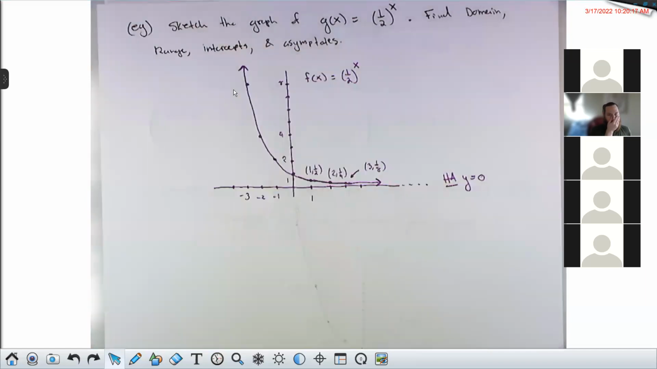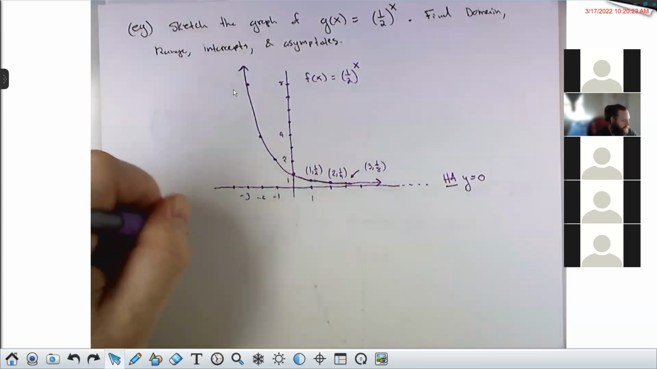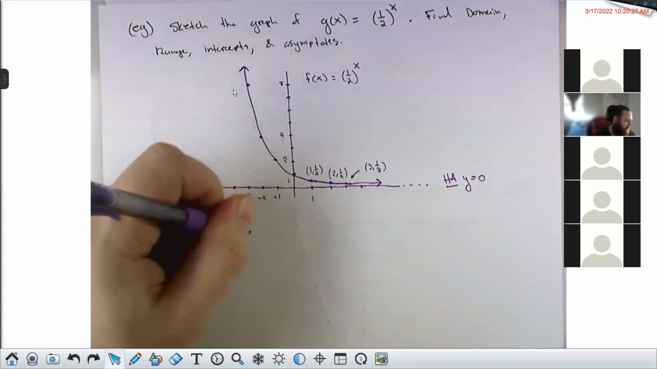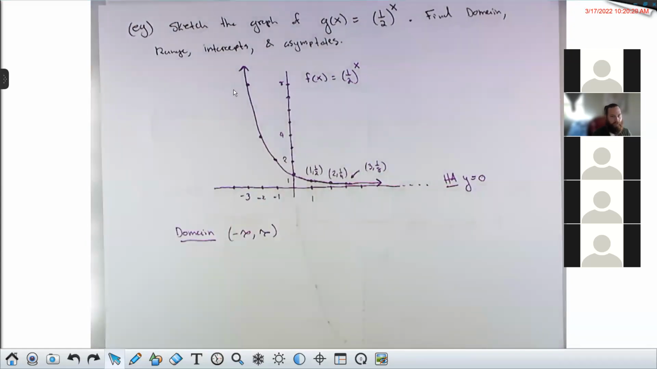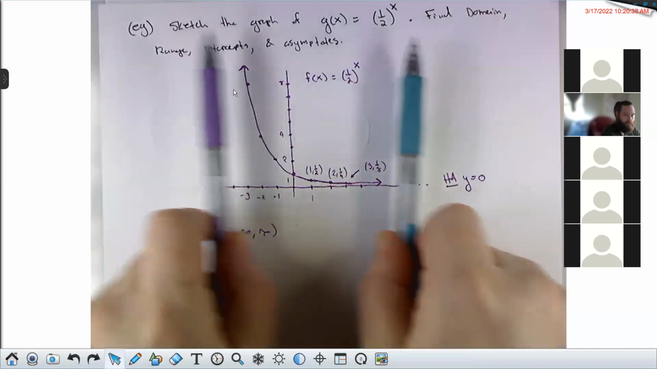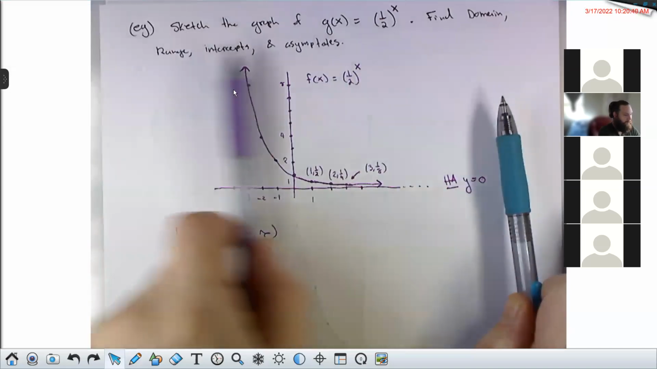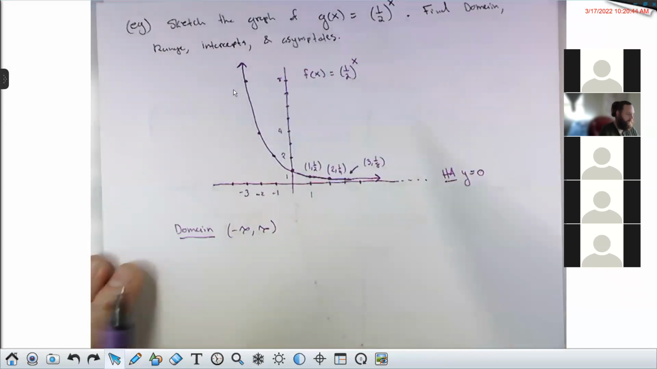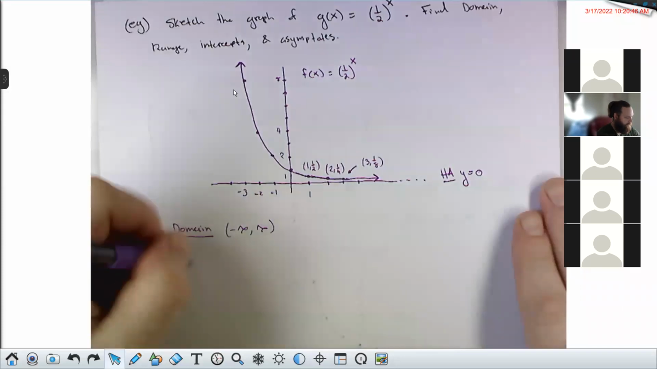Label a few points here. The domain is the same. The graph continues forever and ever in both directions, to the left and the right. So the domain is all real numbers, negative infinity to positive infinity. The range is the same. If I swoosh this graph down onto the y-axis, this part hits everything bigger than 1. This part hits everything between 0 and 1. So the range is again 0 to infinity.